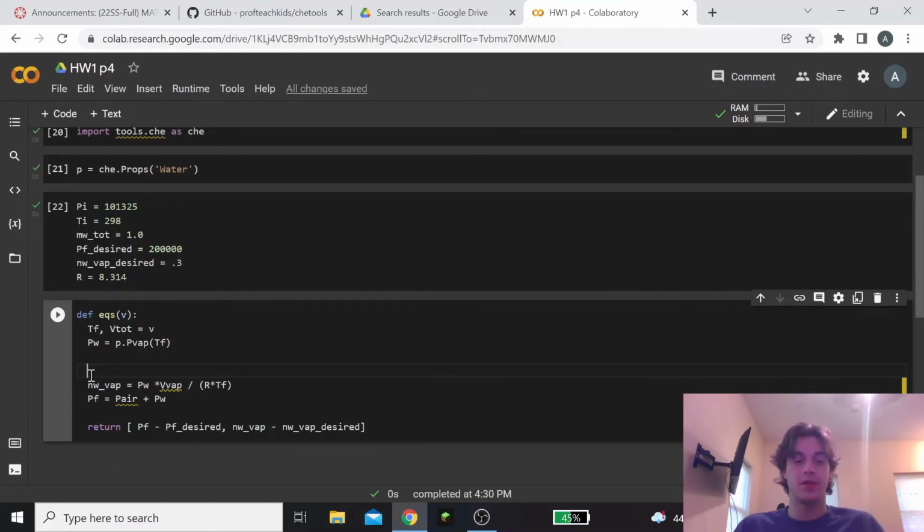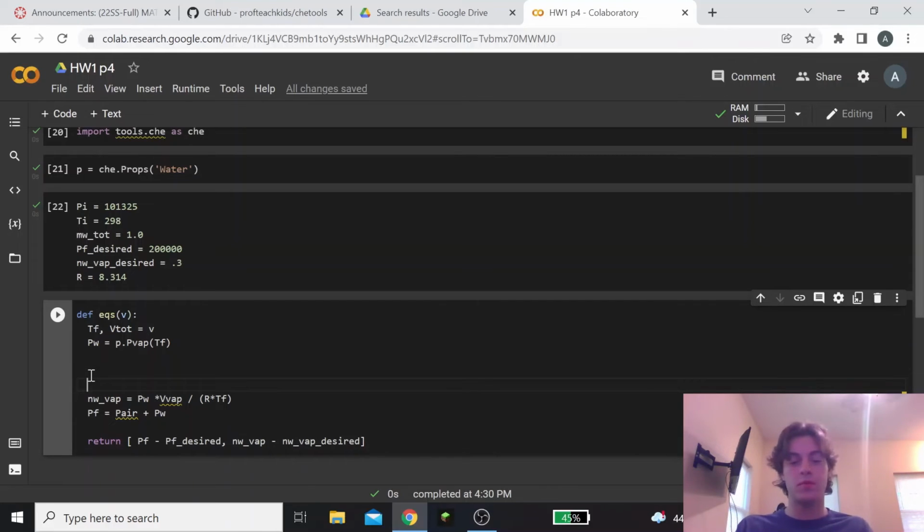Our next relationship will be the partial pressure of air. So the partial pressure of air is going to be equal to our moles of air. Remember, we found this using an ideal gas equation. So it would be moles of air times R times our final temperature divided by the volume in the vapor phase.